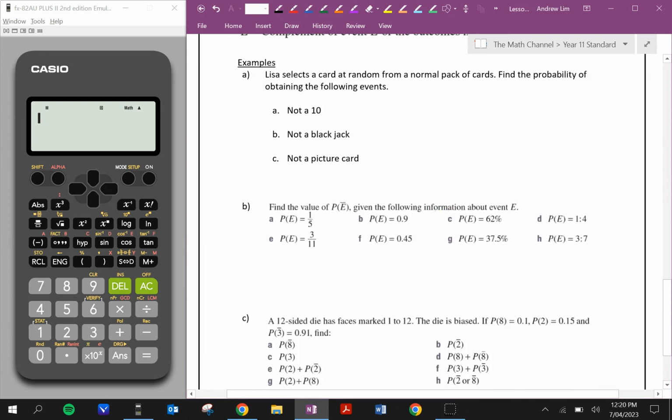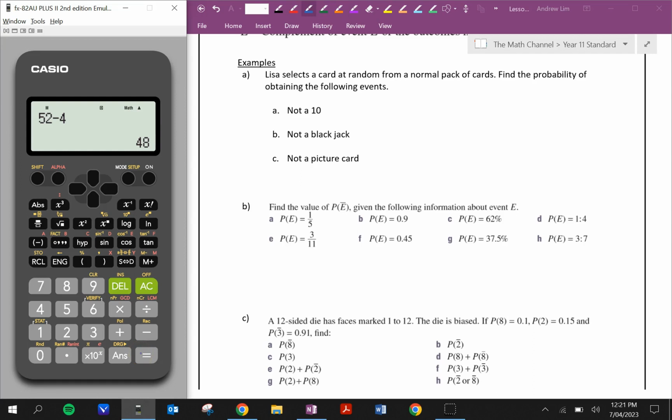Lisa selects a card at random from a normal pack of cards. Find the probability of the following events. Not a 10. Well, we know that there are 4 10s in a deck of cards, right? 4 of hearts, diamonds, spades, and clubs, out of 52. So, because we want not a 10, and there are 4 10s, we need to know what 52 minus 4 is. It's 48. Okay, there are 48 cards that are not a 10.